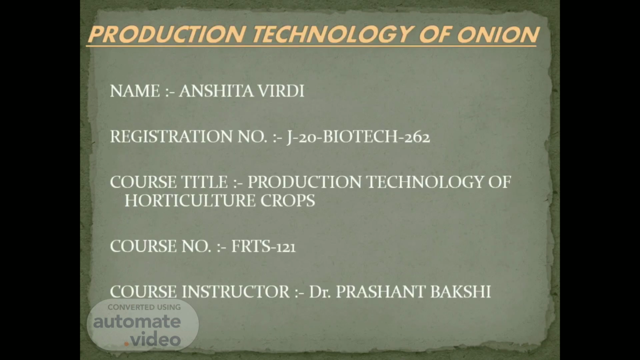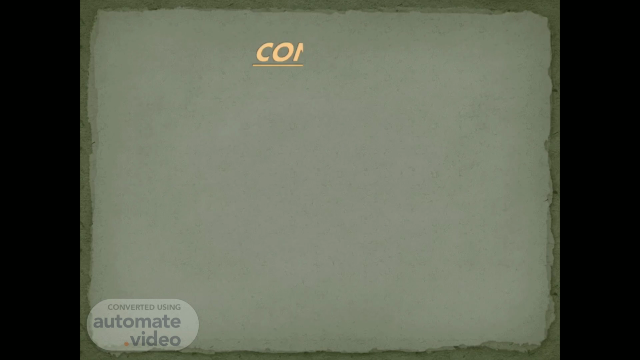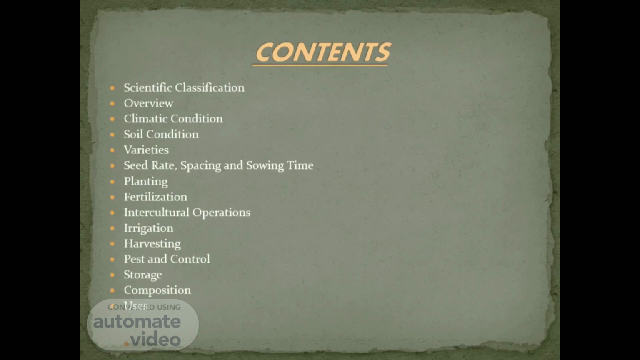Today, I am going to display a presentation on the topic production technology of onion. To give you an overview, here are the subtopics which I will be covering throughout the presentation. Scientific classification, overview, climatic conditions, soil conditions, varieties, seed rate, spacing and sowing time, planting, fertilization, intercultural operations, irrigation, harvesting, pest and control, storage, composition and uses.